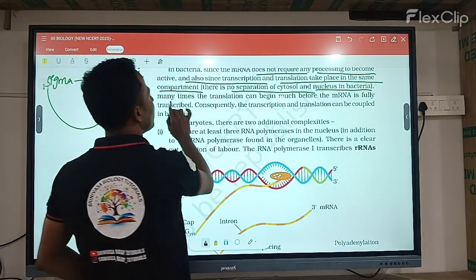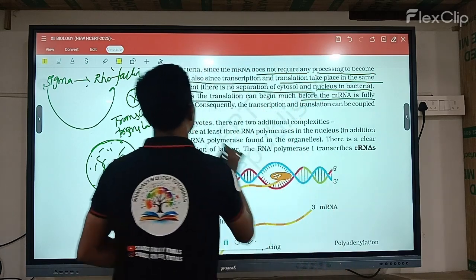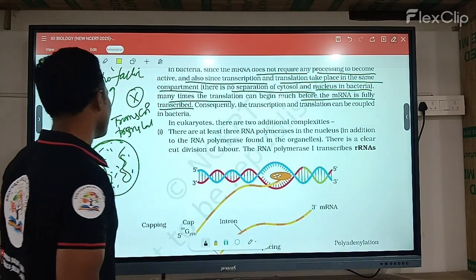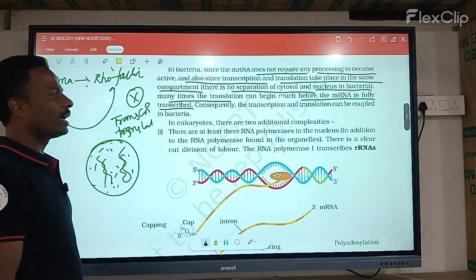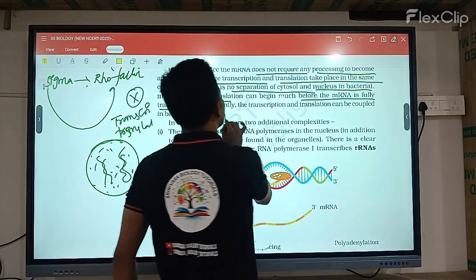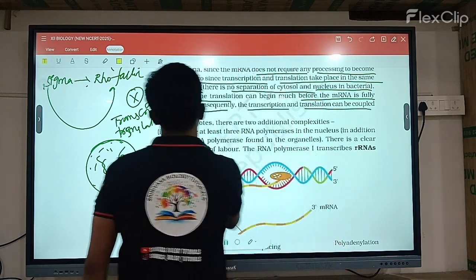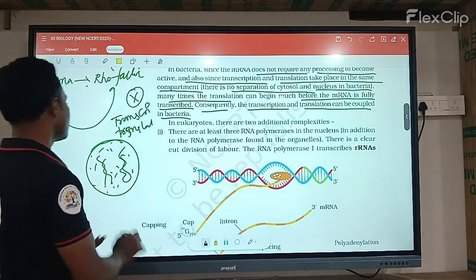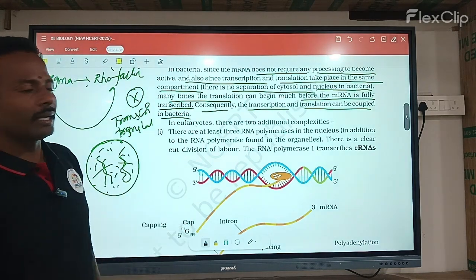Many times the translation can begin much before the RNA is fully transcribed. That is the reason why transcription and translation can be coupled in bacteria. So in bacteria both transcription and translation look like they are coupled.